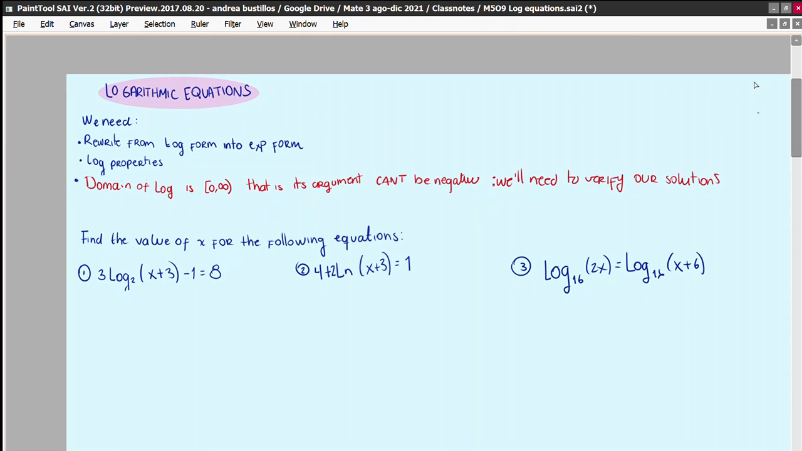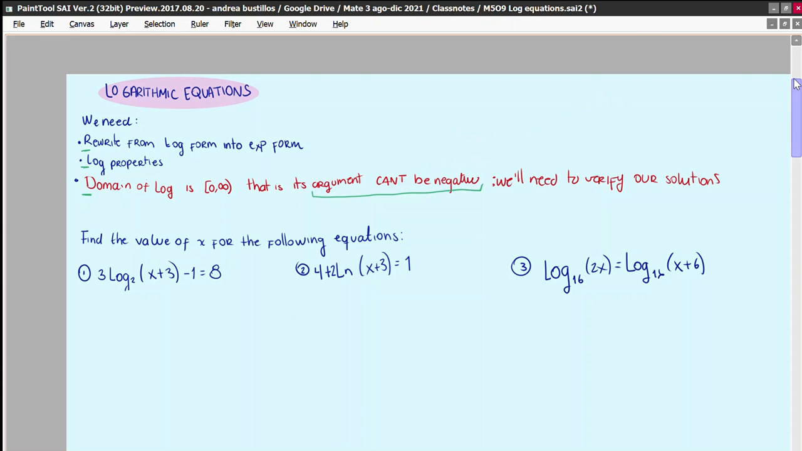In this topic, we're going to learn how to solve logarithmic equations. For this, we need to remember how to rewrite from a logarithmic into an exponential form, the logarithmic properties, and to understand that every solution we find, we're going to verify if it's indeed a solution by verifying that the argument of the logarithm can't be negative.